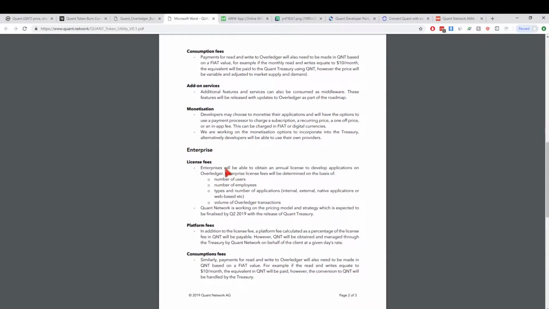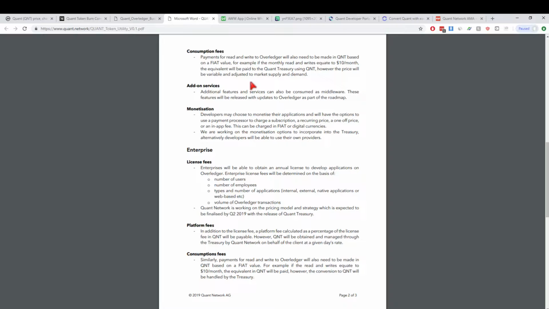Now, also in the map store, there's monetization. So if a developer chooses to monetize their application, let's say they've got an atomic swap map or something like that, and they want to charge people a dollar to use it, that monetization aspect doesn't have to be in QNT because it's not a license, you understand? That's a separate payment. So there are two types of payments. There are the licensing fees and the consumption fees, and those must go through the QNT token.